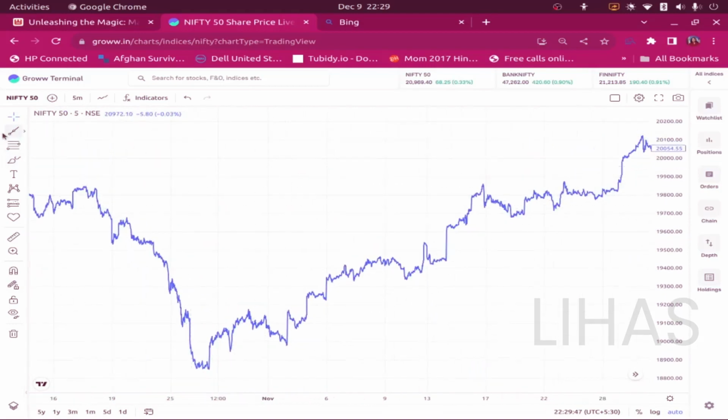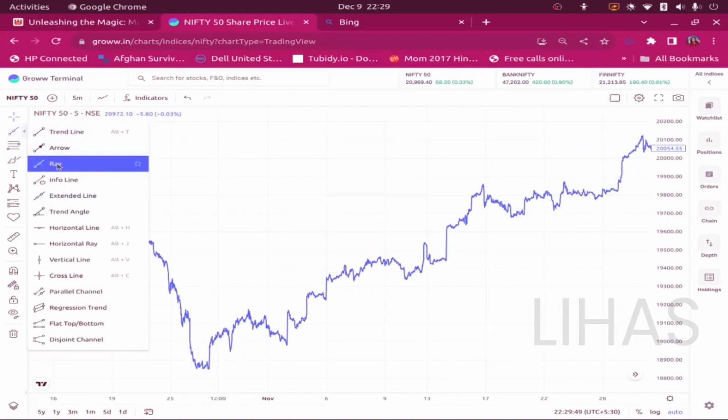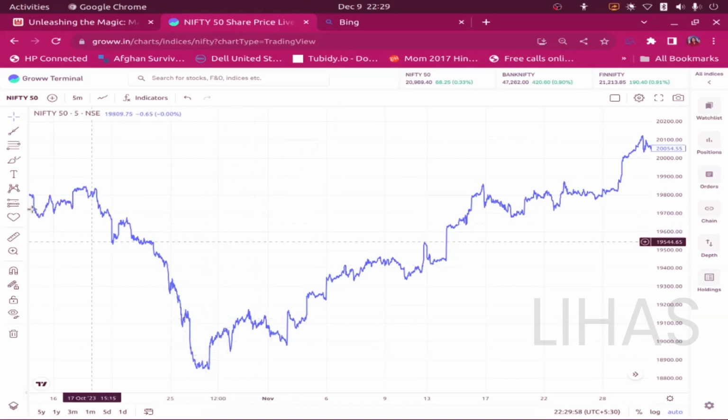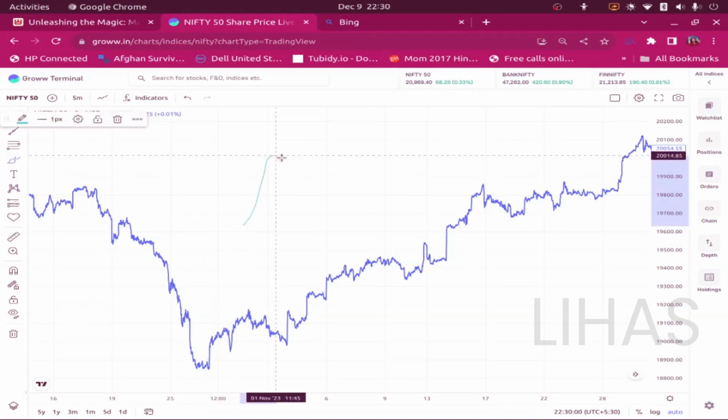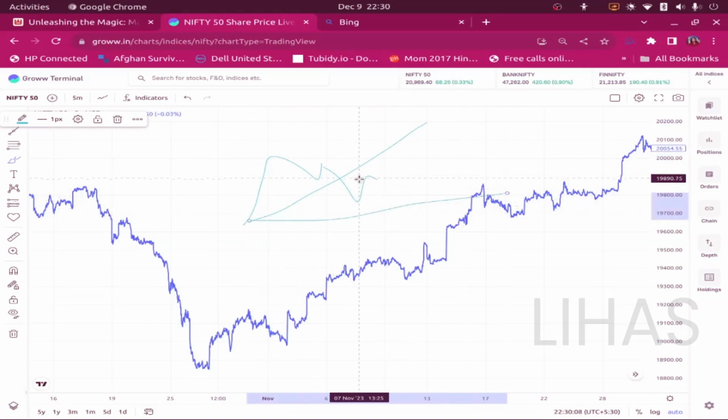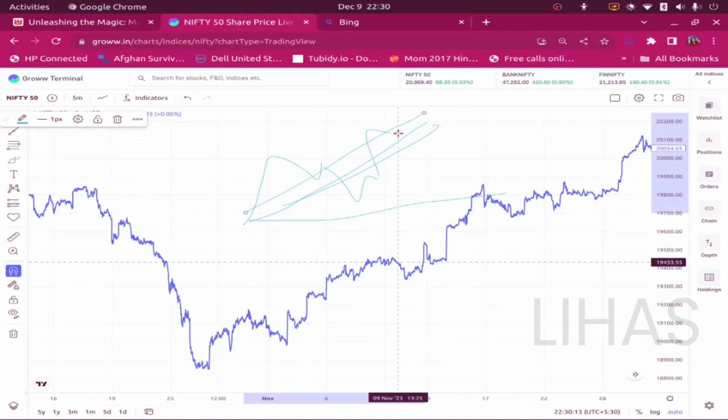So in this case I am drawing a ray here just because I need to extend this forward. So I'll delete this. Now I need to get the dips, like in an uptrend, if that is the first dip, then I'll draw the first trend line, and if that is the second dip, then I'll draw the second trend line. If this is the third dip, then I'll draw the third trend line like this. This is how we draw in a fan principle.